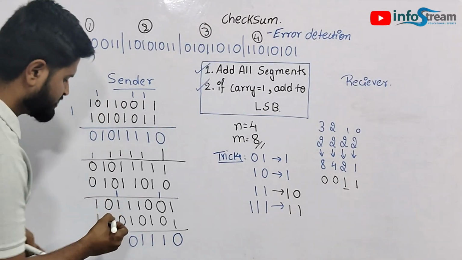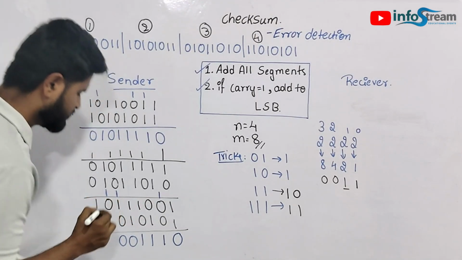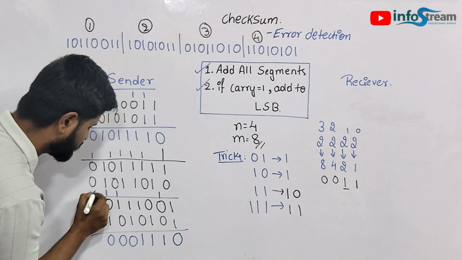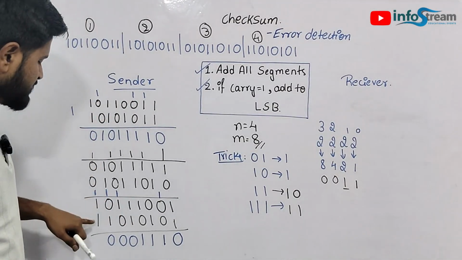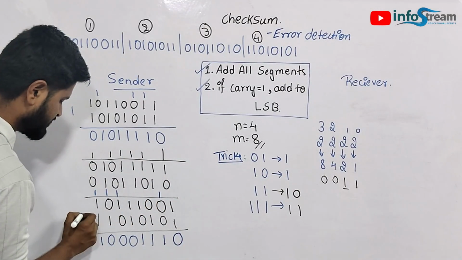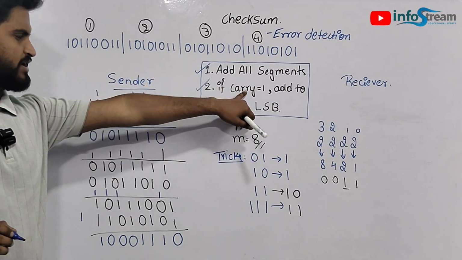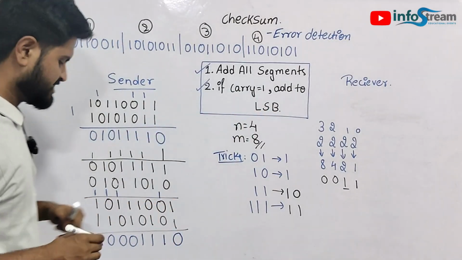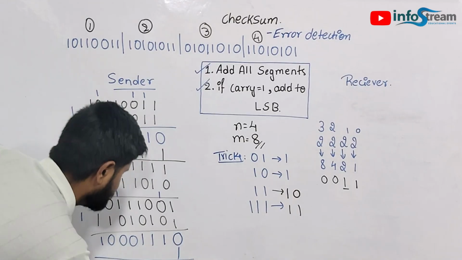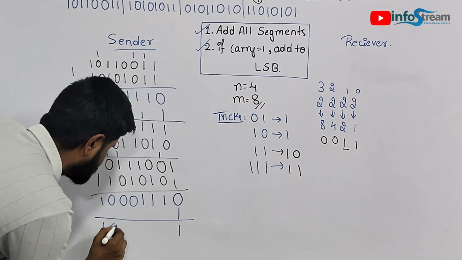1 plus 1 will be 2. 2 plus 0 will be 2 itself. So 0, 1 carry. 1 plus 0 plus 1, it will be 2. 0 will be the sum, 1 will be the carry. 1 plus 1 plus 1, that is 3 ones, so 1 will be the sum and 1 will be the carry. Now we got 1 as the carry. When we get 1 as the carry, we will add it to the least significant bit. So the least significant bit means this one. So if you add it, what will be the value? 0 plus 1 will be 1. No carry came, so all will remain as it is.